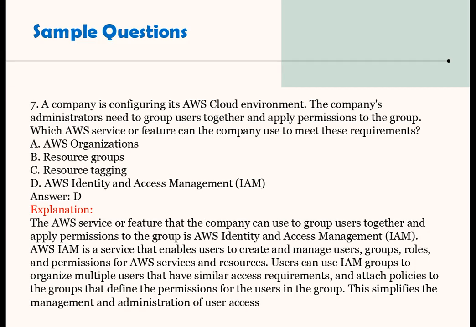7. A company is configuring its AWS cloud environment. The company's administrators need to group users together and apply permissions to the group. Which AWS service or feature can the company use to meet these requirements? A. AWS Organizations. B. Resource Groups. C. Resource Tagging. D. AWS Identity and Access Management, IAM.